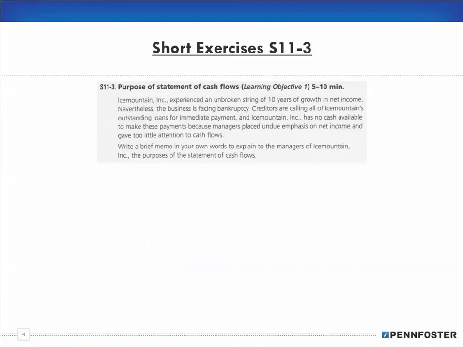All right, so it says write a brief memo in your own words to explain to the managers of Ice Mountain the purposes of the statement of cash flows. Now, the solution does give you a memo there, okay? Realize that I'm going to let you read it for yourself. I'm not going to repeat it, all right? But what I do want you to pay attention to is that, if you look at it, that's a professionally written memo, okay?